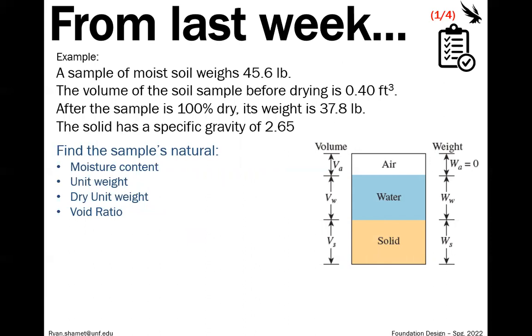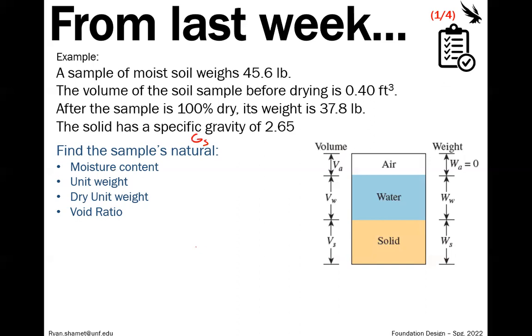Imagine that we go outside, we dig a hole, and we pull out 45.6 pounds of moist soil. So wet, natural soil: there is water in it, there is solid in it, and there's air in it. We calculate the volume of that soil that we took out, and it's 0.4 cubic feet. After the sample is 100% dry, so we place it in the oven for 24 hours, we see that its new weight is 37.8 pounds, and we are told that the solid specific gravity, that Gs value, is 2.65.